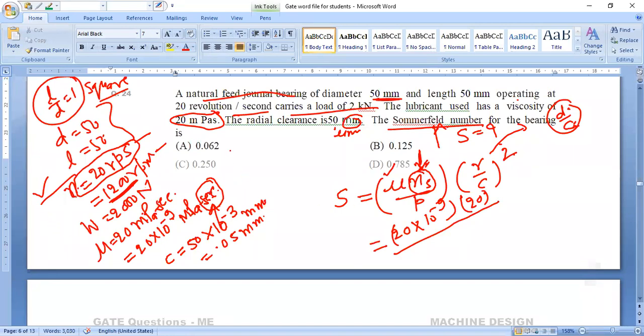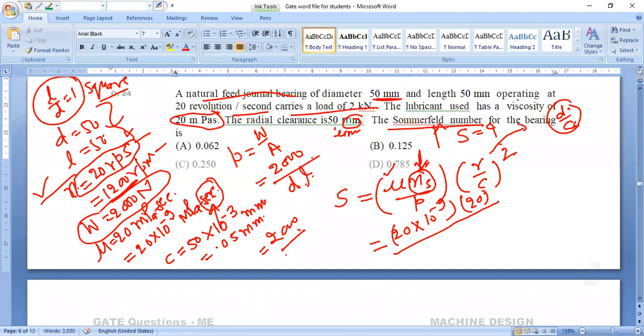Pressure is not given, so pressure can be found by load upon area. Load is given, 2000 Newton, divided by area. And what is the area? Area is d l, diameter into length. So 2000 divided by diameter 50, length 50. It is a square bearing. So solve it, zeros cancel out. 5 4s are 20, and it is 0.8. So it is 0.8 megapascal or Newton per mm square. So in place of P, I can write 0.8.